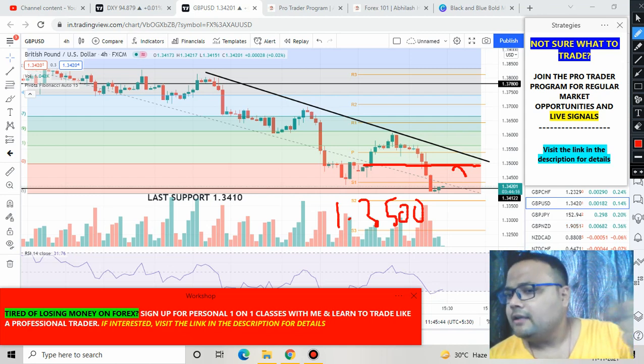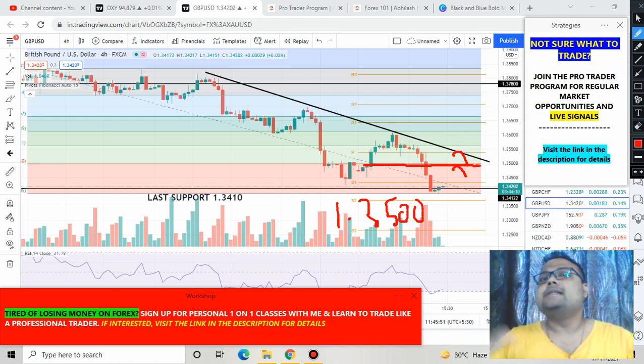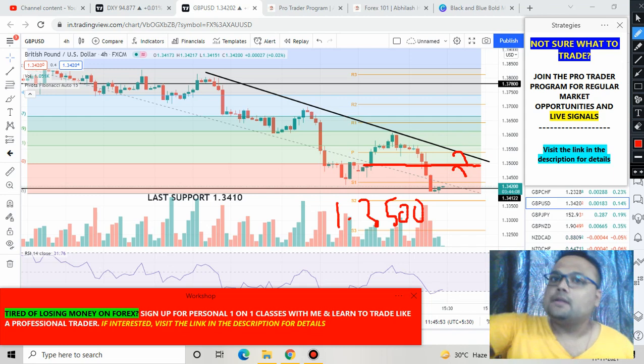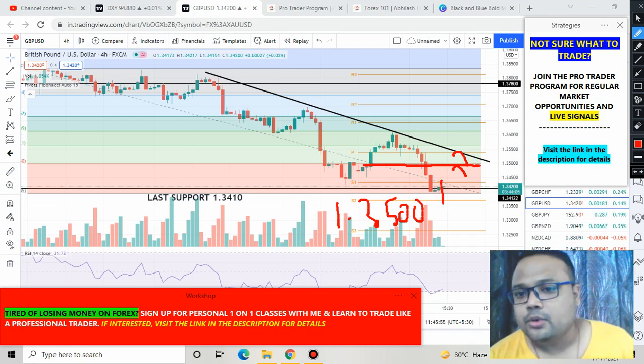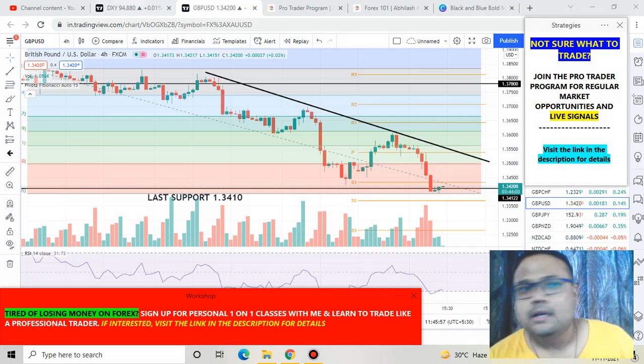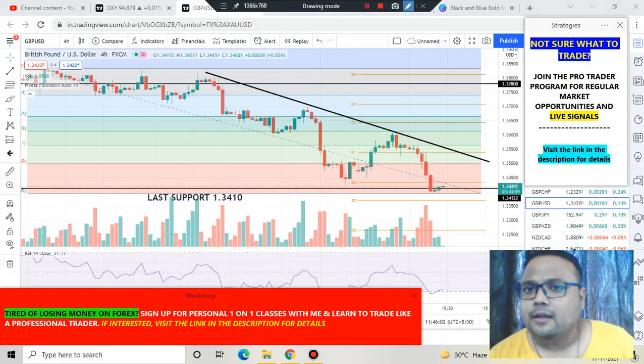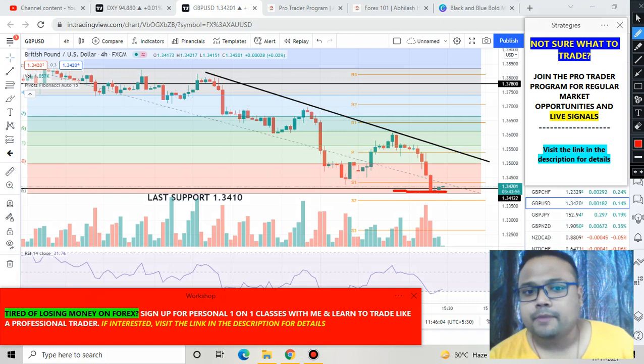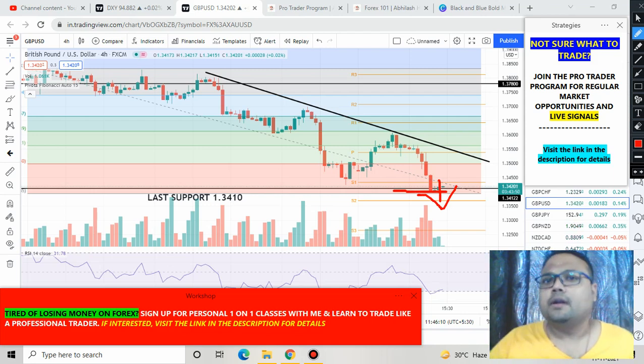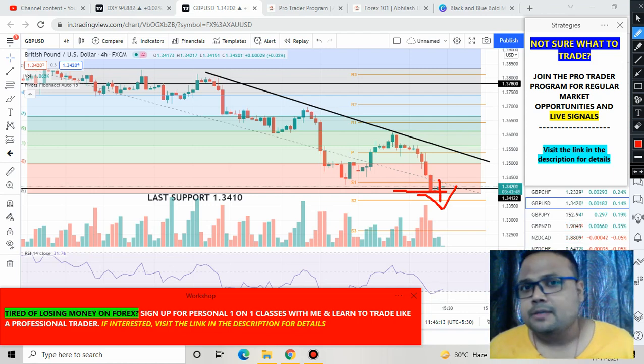On the other hand, if market goes up and reverses from the trend line, again we can take a sell position. Okay, but on the other hand, let's assume that market fails to go up and drops below. Okay, starts going down from here, market slips below the last support, market breaks the last support, then also we can take a sell position here, because see, selling pressure is extremely high.